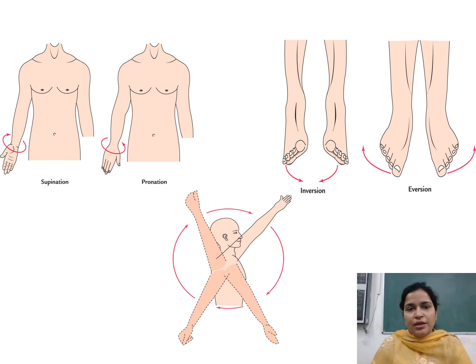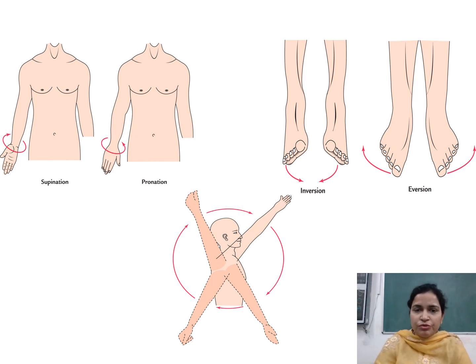Now what is supination, what is pronation? So this is pronation and this is supination. Supination and pronation movements take place around the superior and inferior radioulnar joints. It is a pivot type of joint, and the different movements are supination and pronation.